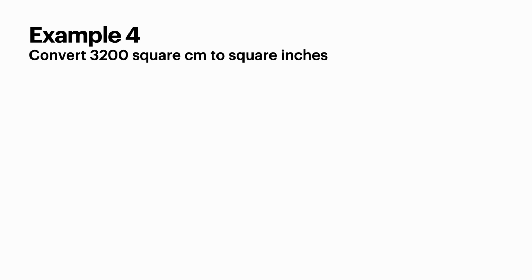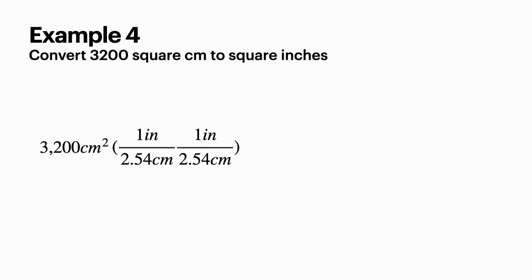Example 4. Convert 3,200 square centimeters into inches. So we start with what we're given. Let's convert. So we have to convert this twice because it's squared. So we divide by 2.54 twice. And we find 496 inches squared.